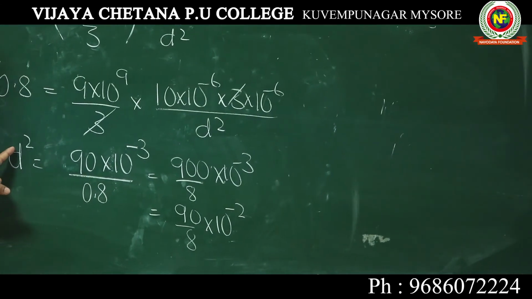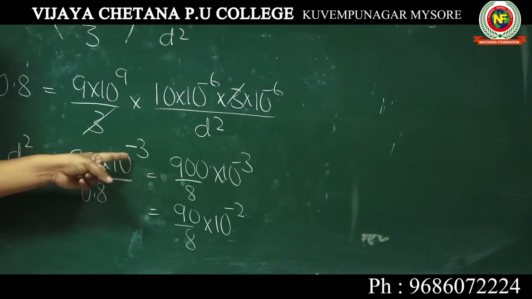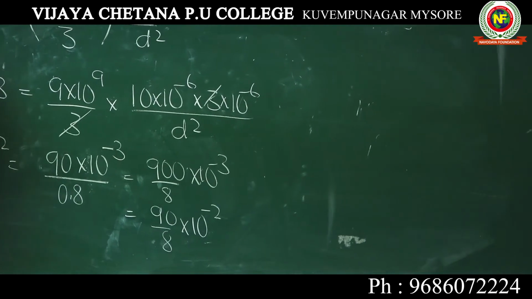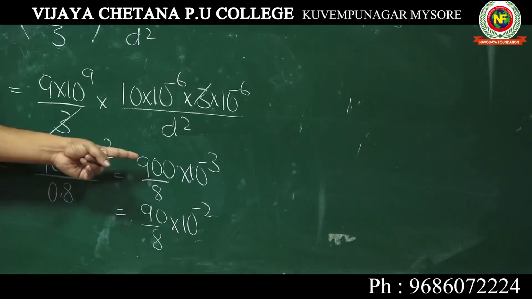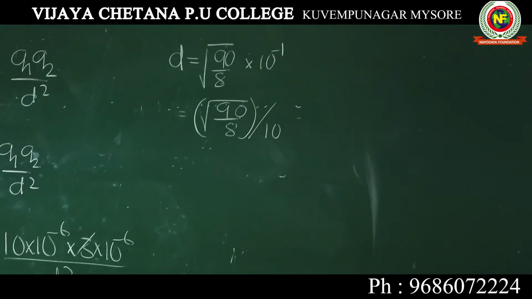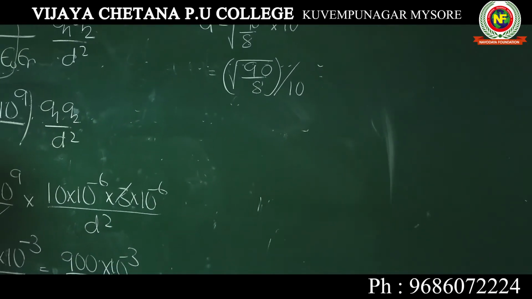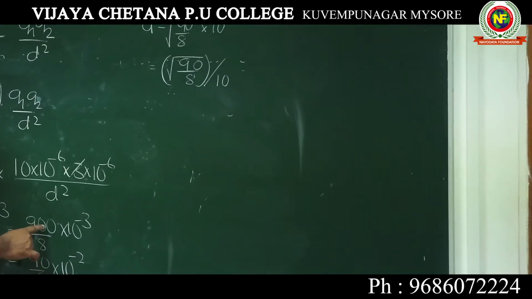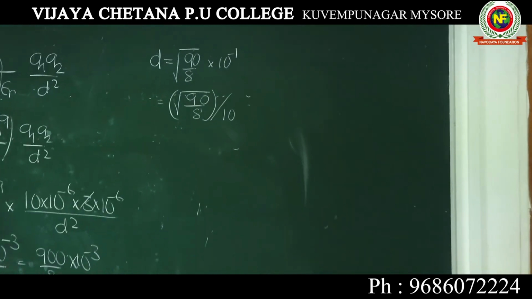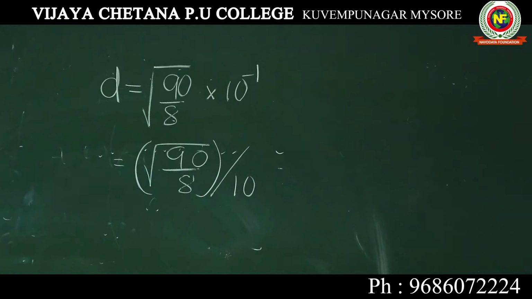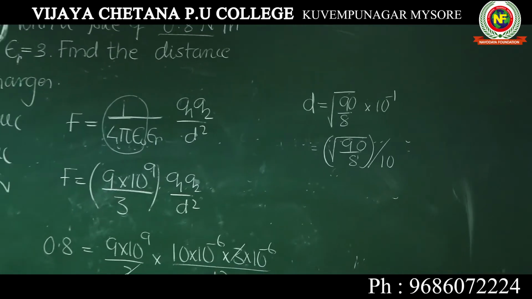But d square is there. To get the value of d, I need to take the square root. While taking the square root, we should not have odd power. What did I do to reduce the power? 0.8 can be written as 8 by 10. 10 jumps to the numerator, 900 it becomes. Okay, 900 by 8 into 10 power minus 3. 10 power 1 will be multiplied with this, so it becomes 90 by 8, and 10 power 1 with 10 power minus 3 is 10 power minus 2. Understood or not? Now take the square root of this. You will get the required result. You must do that solution. Okay? Check it once.